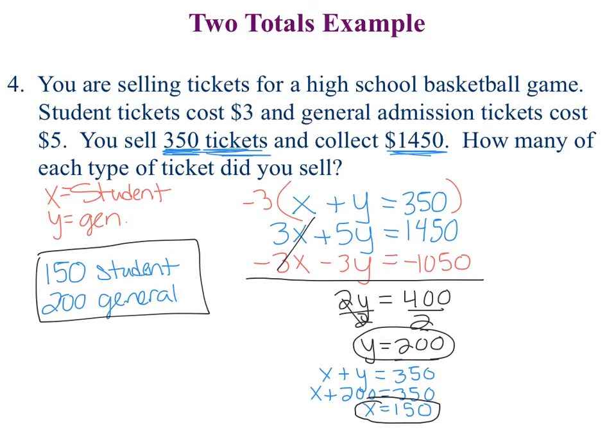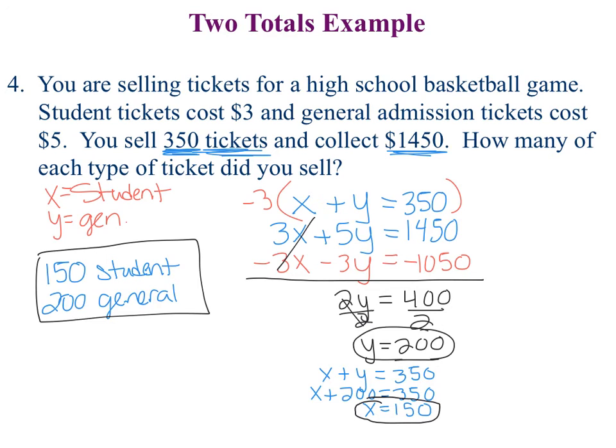Okay, so for elimination, I multiplied my top equation by -3 to get rid of the x's, and ended up with y equals 200, and then plug that in and solve for x, and x should be 150. You might have done yours a little differently, but your solution should still be the same, which means we would have sold 150 student tickets and 200 general.